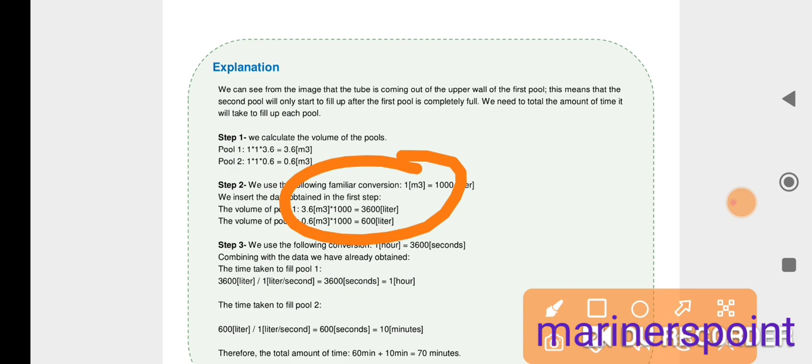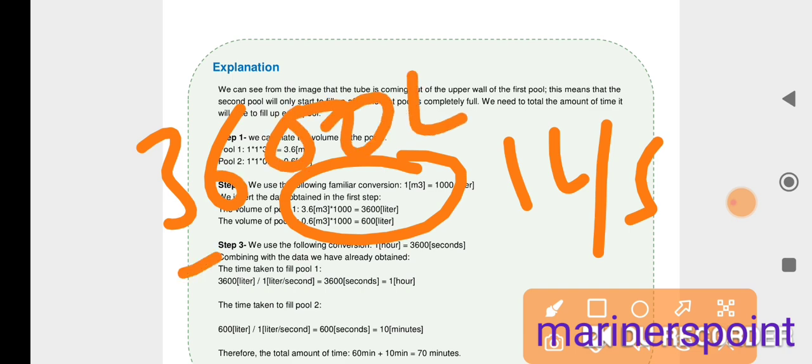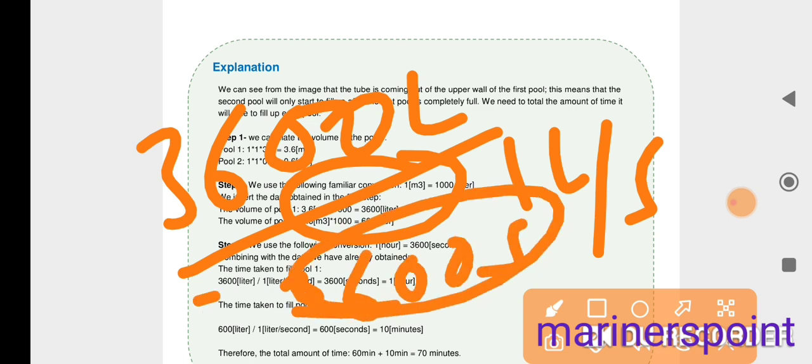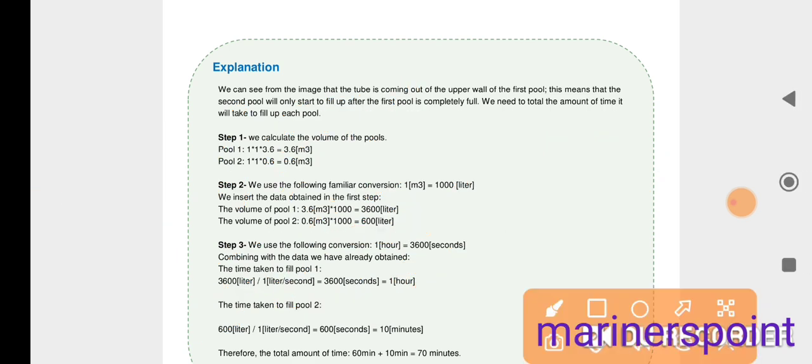the time taken to fill the container: if it is filling 1 liter per second, then for filling 3600 liters, the time taken will be 3600 seconds. That means 1 hour. That means we understand that the time taken to fill container 1 is 1 hour.